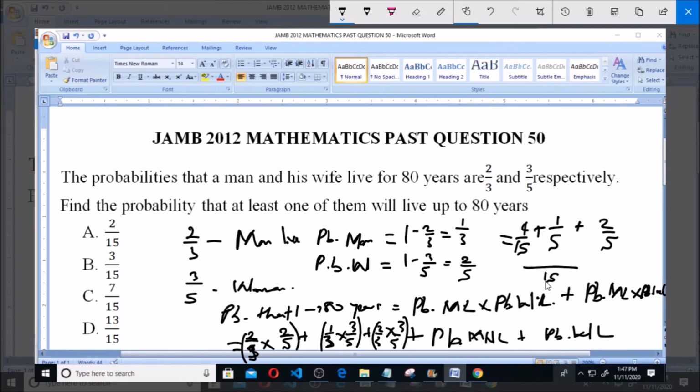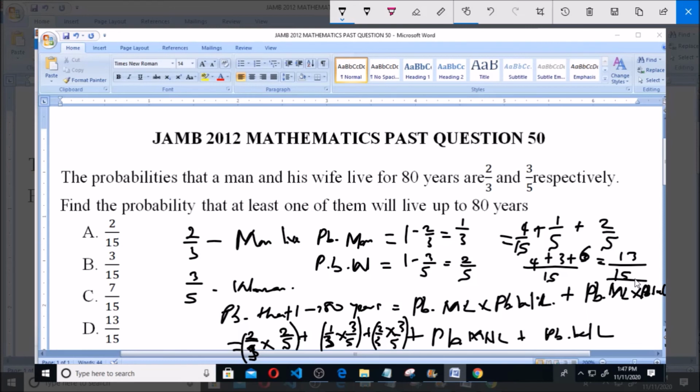So we have 4 plus 3 plus 3 plus 6, because 3 times 5 into 15, 3 times 2 will give us 6, and this is equal to 13/15, and that is option D. 13/15 is the answer to this question.